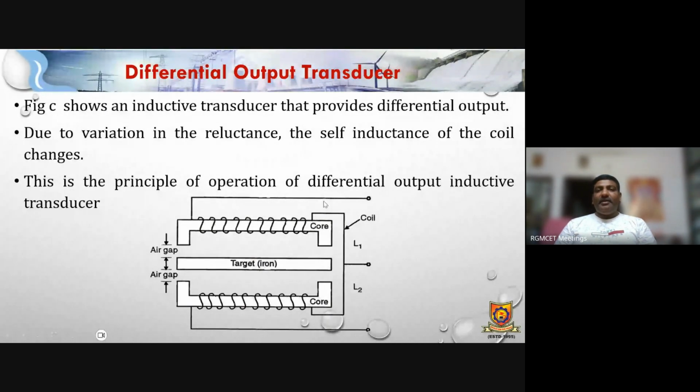So this is another kind of structure where we can have two different coils, L1 coil, L2 coil. Here also air gaps will be there. As the air gap changes, the amount of reluctance will change. So we can move this iron in either direction. If it is moving towards the top side, then automatically this reluctance will change, and accordingly this reluctance also will change. One is in increasing mode, one is in decreasing mode.